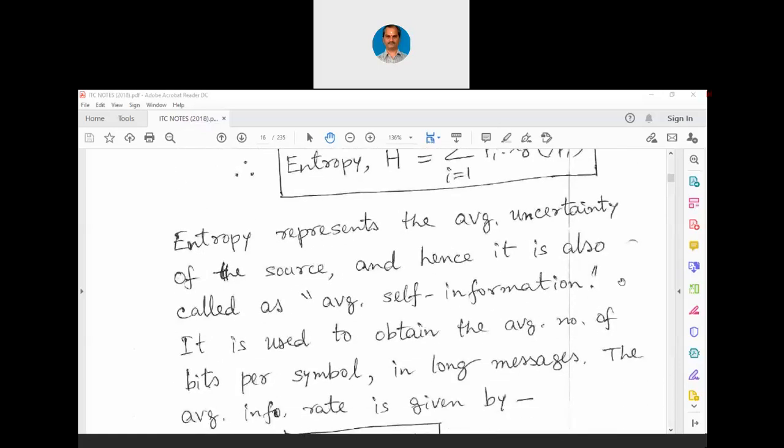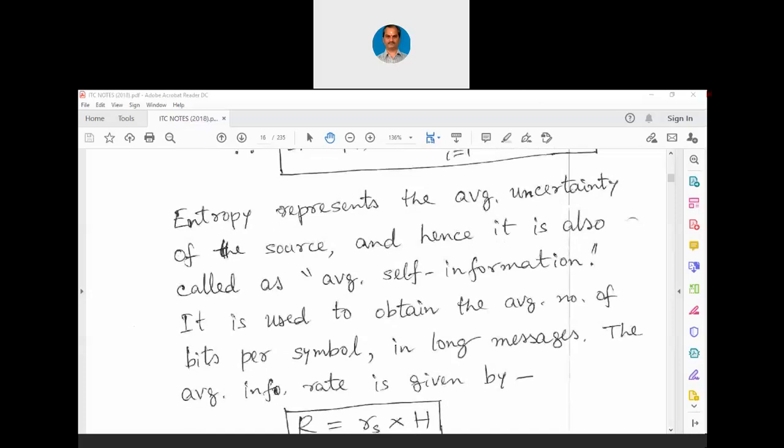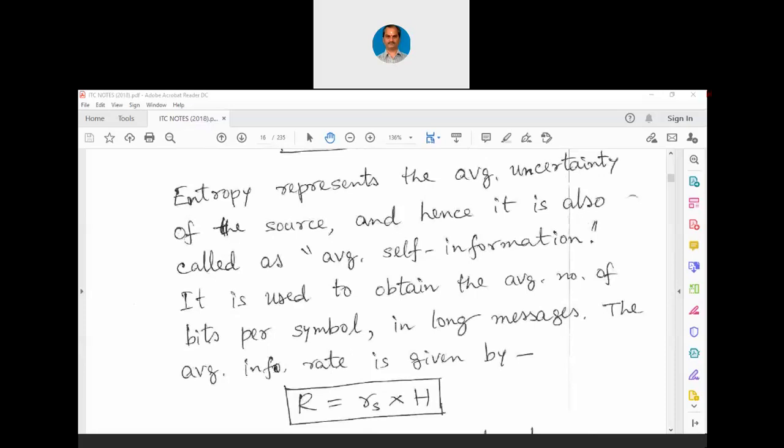Now what is this entropy? Entropy represents the average uncertainty of the source, and hence it is also called average self-information. It is the average uncertainty because uncertainty itself is information here. Anything that is certain is not information. It is used to obtain the average number of bits per symbol in long messages.